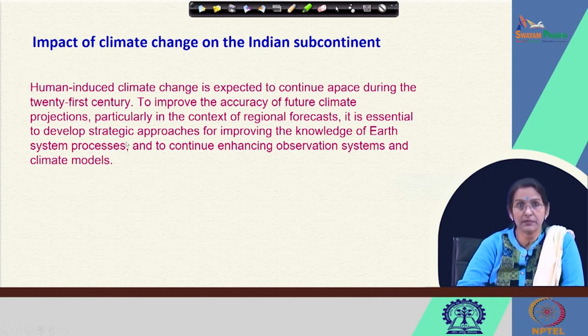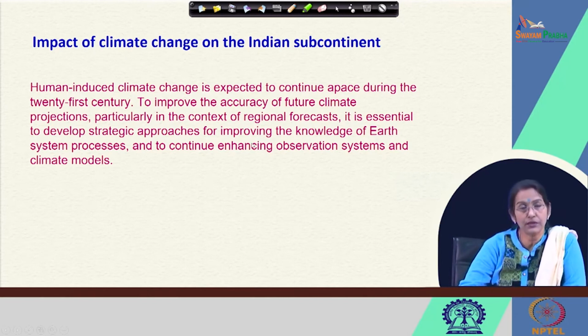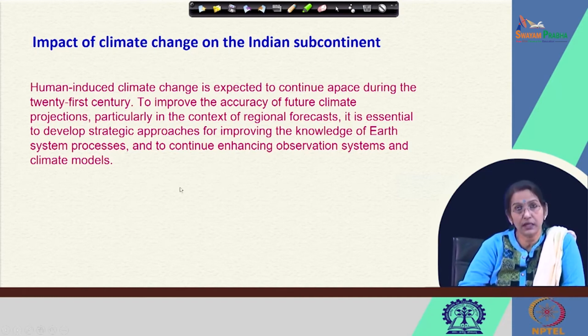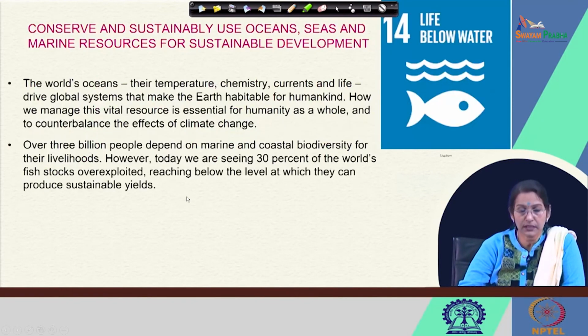Therefore, it has become very strategic and of utmost importance to improve the knowledge about our geophysical system, as well as to continue enhancing the observation system and monitoring system, and develop climate models with predictions and assumptions, with the help of technology and other kinds of research. We should take care of this, otherwise the future will be doomed. So, that is regarding climate change.